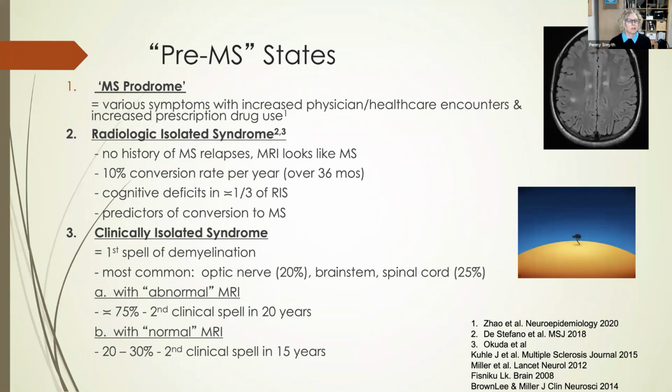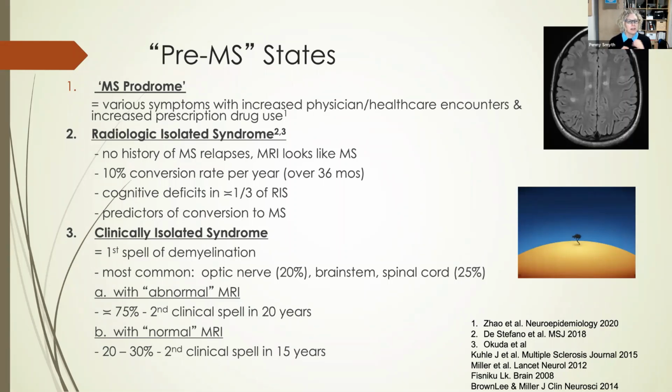Radiologic isolated syndrome is a different scenario where there's no history of relapses, but the MRI looks like MS. And we follow those people closely because about 10% of them will convert to MS with clinical manifestations per year over 36 months. Interestingly, though, there is a proportion of those radiologic isolated syndrome patients that are followed for over 20 years that never actually manifest signs of MS. And what is it about them? Do they have an asymptomatic MS? We need to figure that out more.